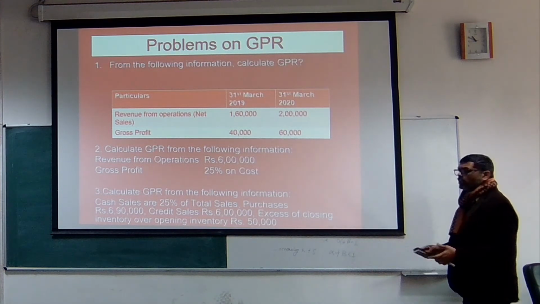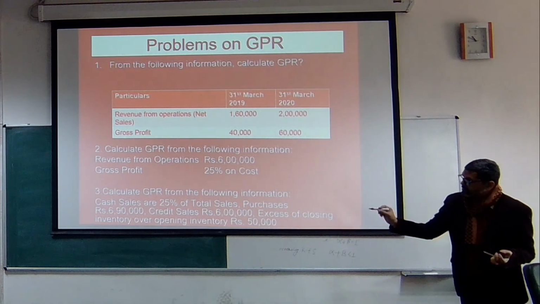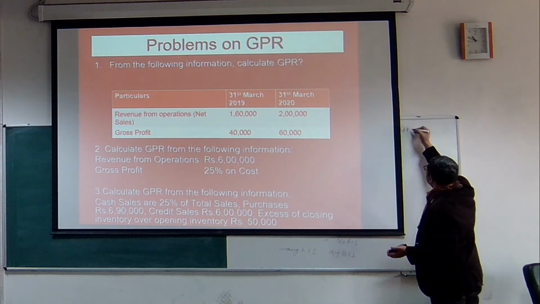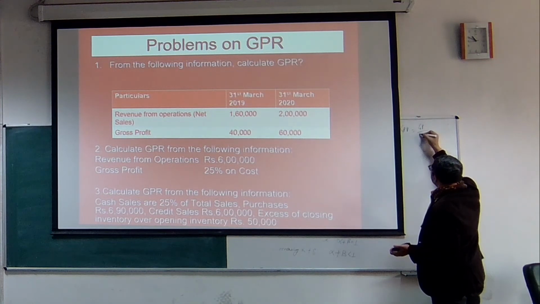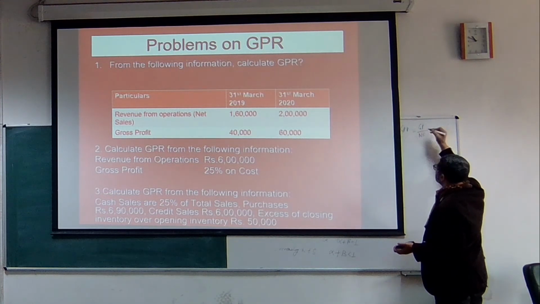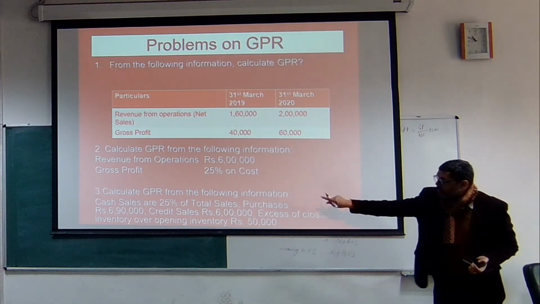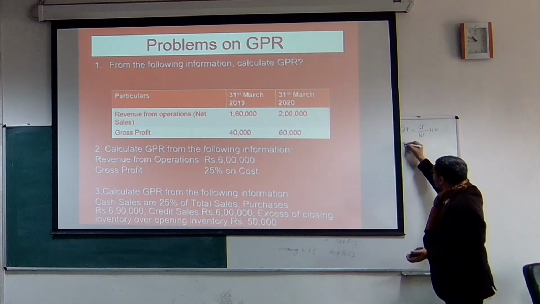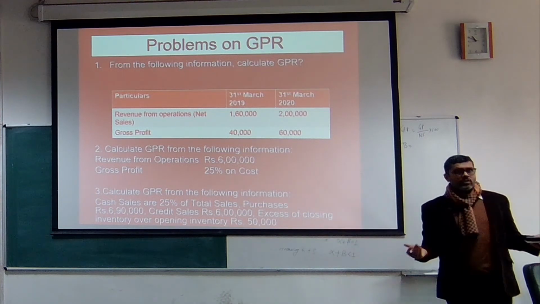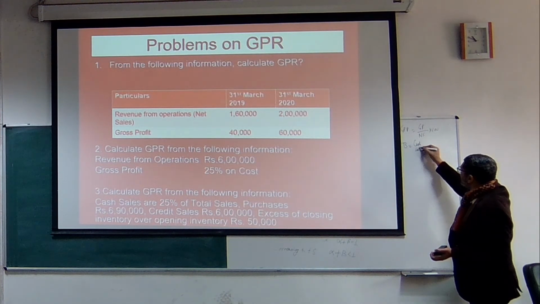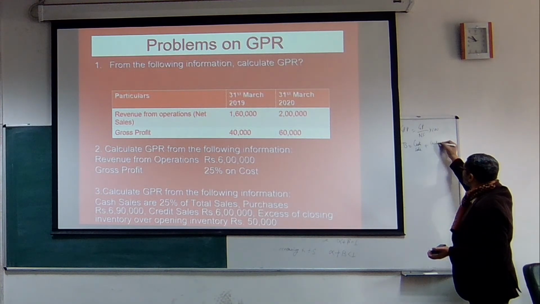ओके, हमें ग्रॉस प्रॉफिट रेशियो निकालना है ना. ओके, फाइन. So to calculate gross profit ratio, what do we have to calculate? Gross profit and net sales into 100. This is the formula. So we need to have gross profit and net sales. Question says, okay, total sales is equal to cash sale plus credit sales.